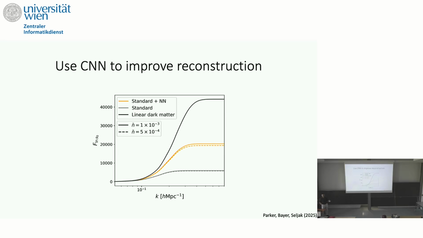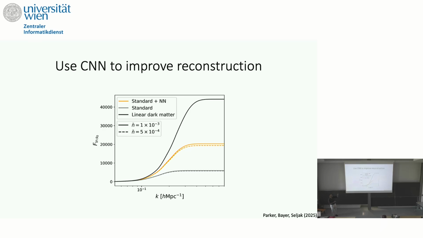Then, given this better quality reconstruction, the next question is, what does this mean for the BAO? How well can I measure the BAO scale? So this plot is showing the Fisher information in the log of the BAO scale. And you can see for traditional reconstruction in gray, it's quite low. With the CNN, you get a much, much higher Fisher information in the orange line.